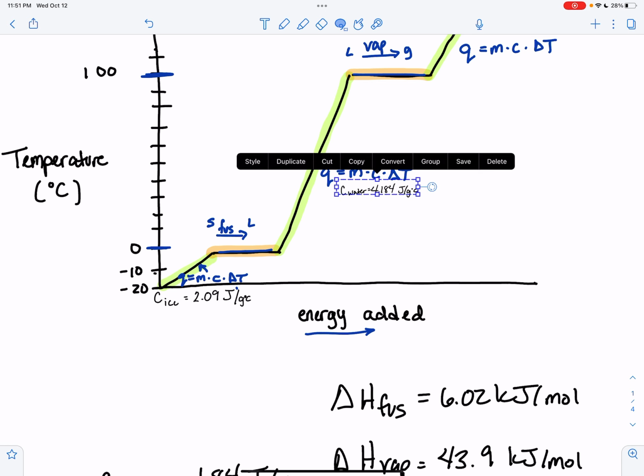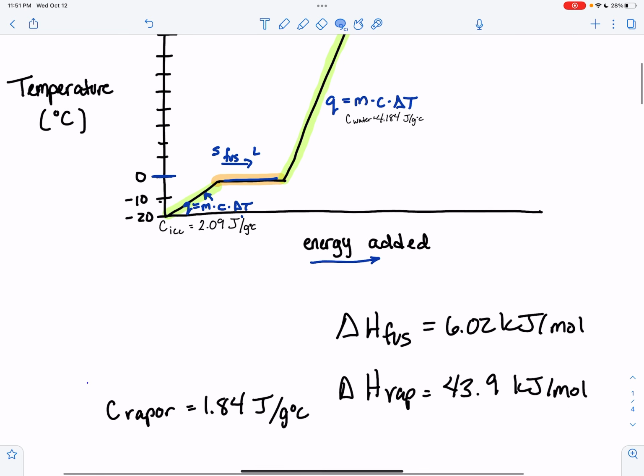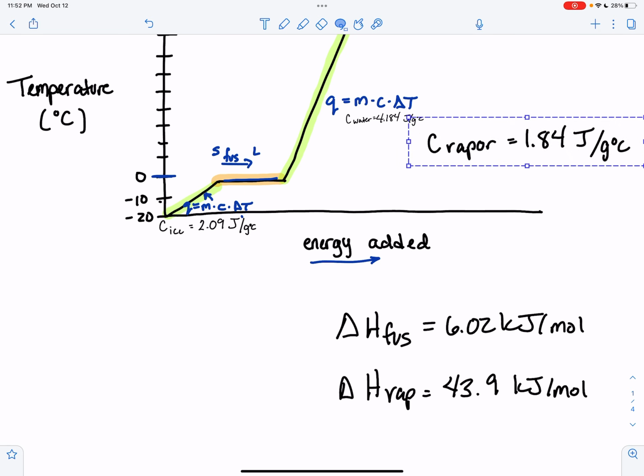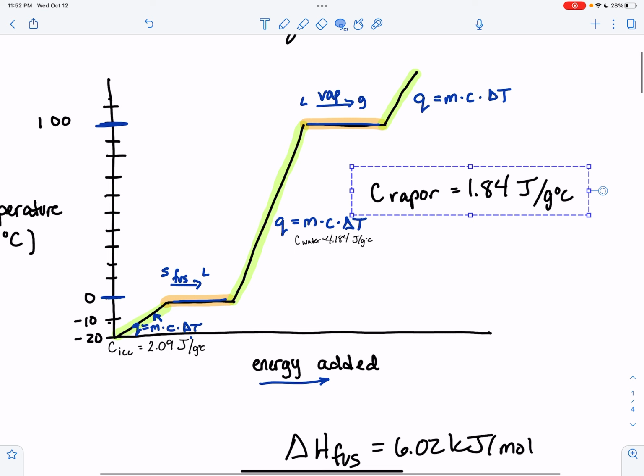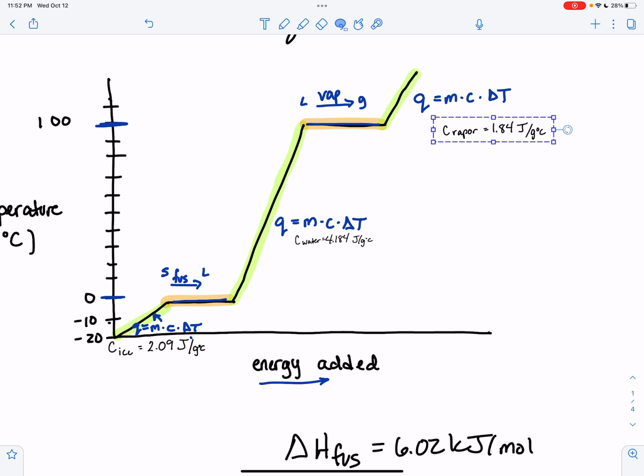And then right here is the C value for steam or water vapor. We call it vapor here. So it's like the same equation, but you have to be particular about which C you put in.